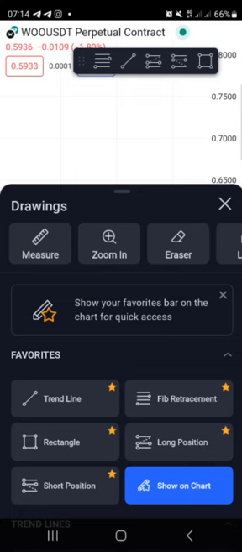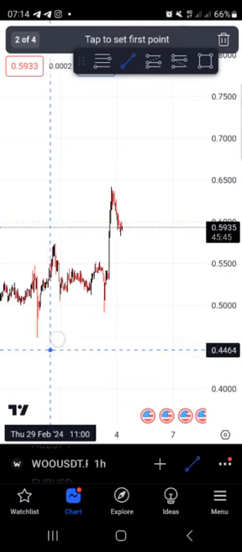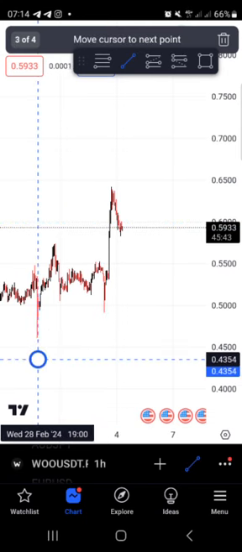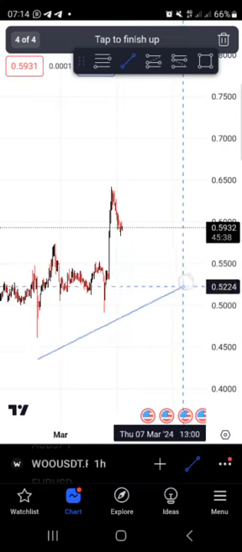I'm going to do a demonstration. Click on trend line, so you can move it anywhere you want to draw the line. Tap it, then draw it. You understand? So you can make it a straight line, you can make it a slanted line.